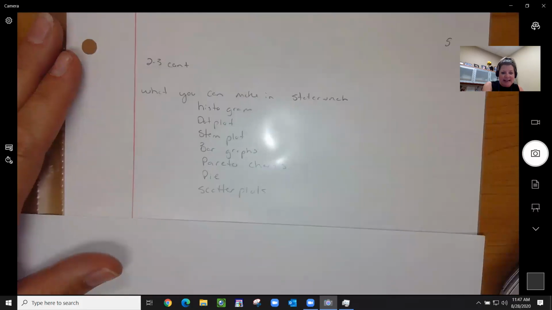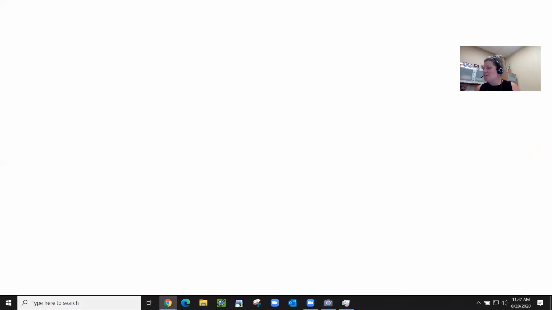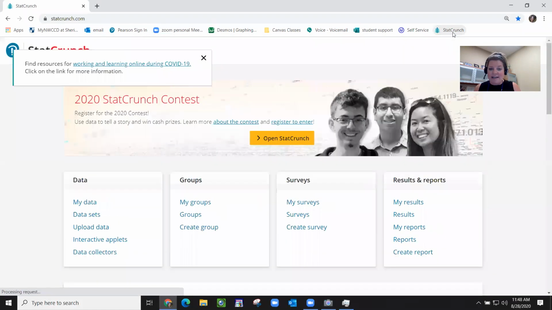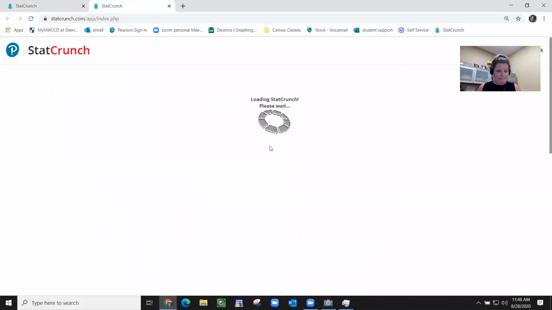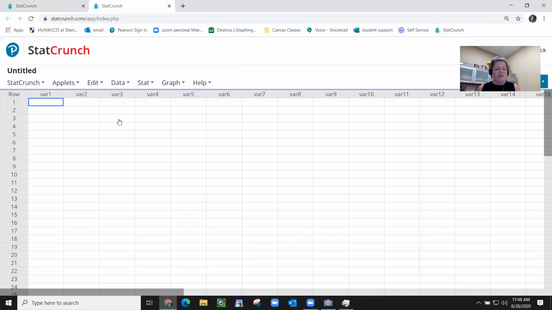All right, so let's bounce. These are the types of graphs, let me pause for a second, that you can make on StatCrunch. I'm going to go ahead and open StatCrunch. And we need to put in quantitative and qualitative data. I'm going to check something. Just don't mind me for just a second. Okay. So we're going to put in quantitative and qualitative data.